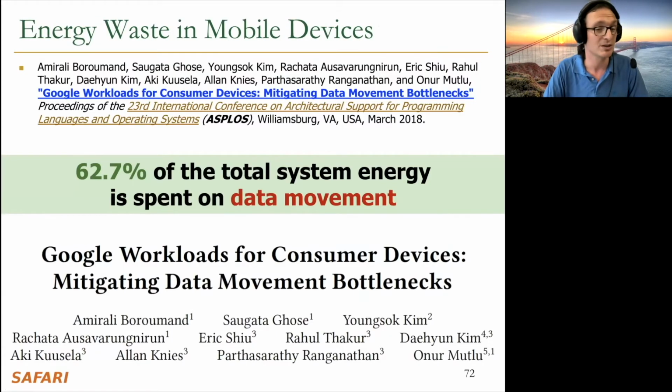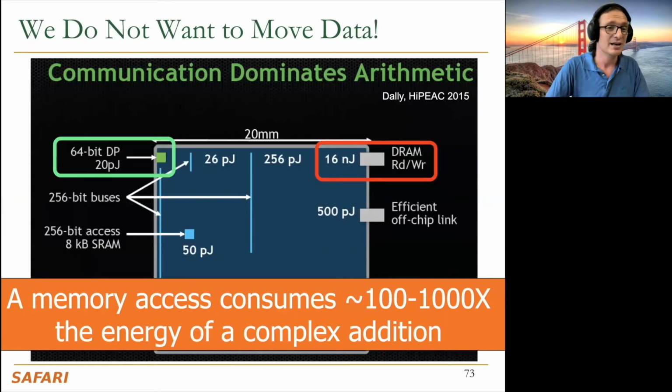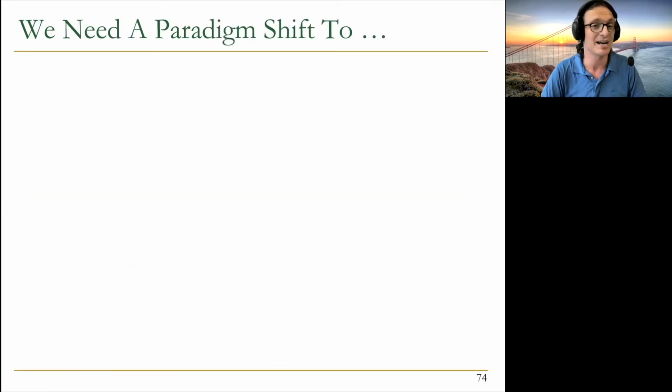And I've also given you this picture earlier. This is a study that we did together with Google a few years ago, where we analyzed important workloads like machine learning, Chrome browser, and video encoding and decoding. And we saw that more than 60% of the total system energy is spent on data movement across the system. And that's probably not a good idea. So basically, we do not want to move data. Then the question is, how do we design a system that minimizes data movement?